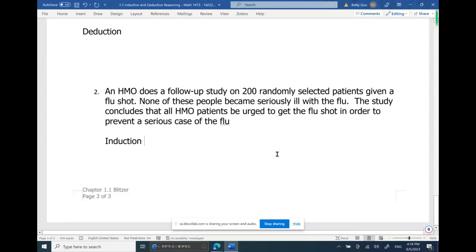Whether the conclusion from the induction is strong or weak in this specific case depends on whether the sample, the 200 randomly selected patients, is representative or biased.